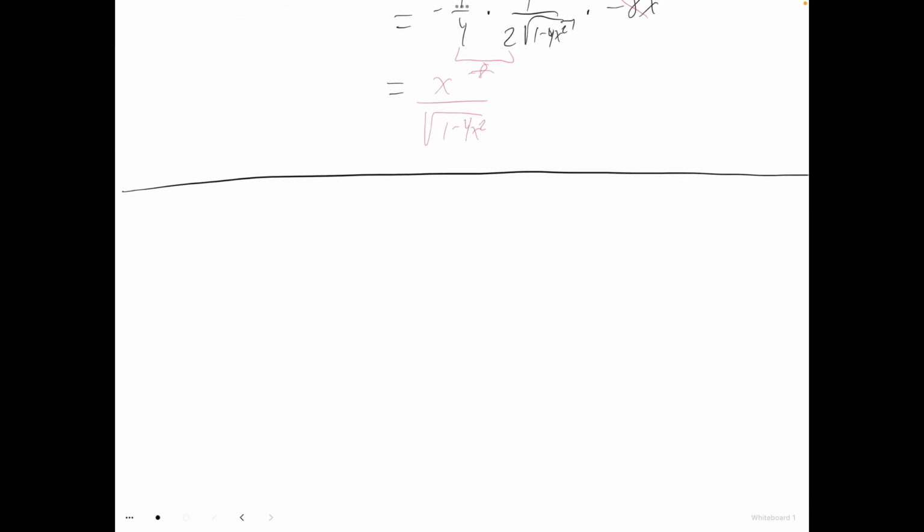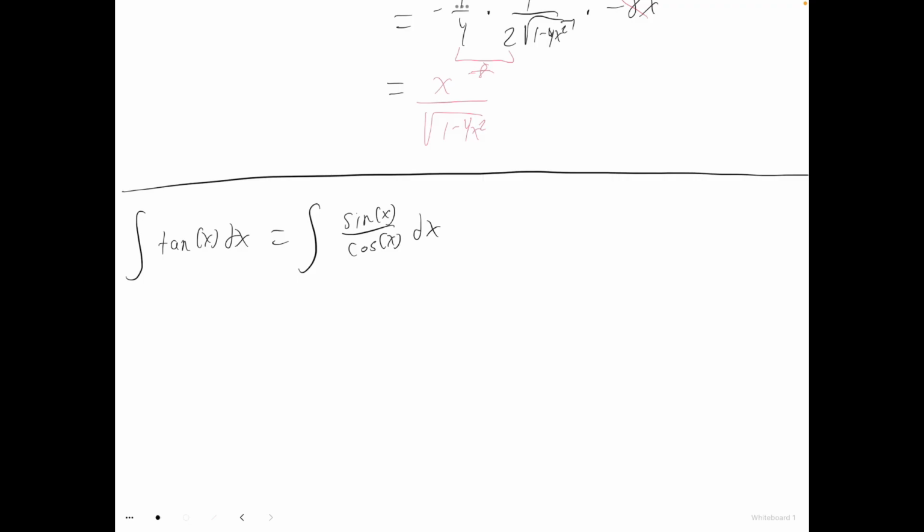So next, let's look at one more example. We're going to take the antiderivative of tangent of x. Okay, so we want to find the antiderivative of tangent. You might think, well, this is not a composition of functions. And you'd be right, but we can write this as the integral of sine of x over cosine of x.